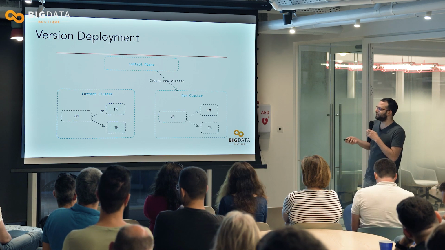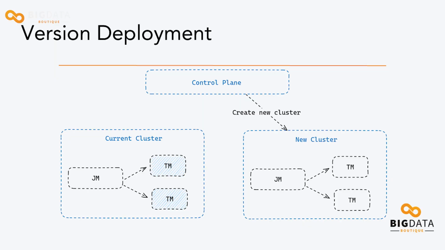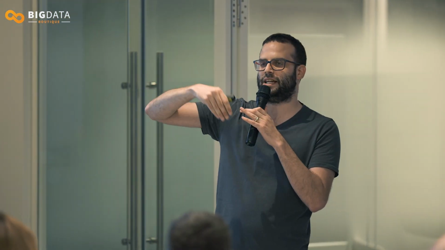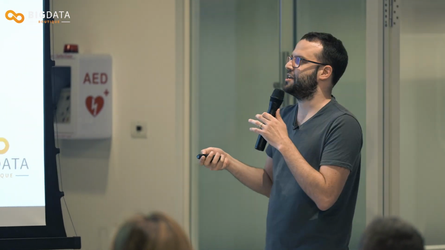So this is what their version deployment pattern looks like when they need to redeploy. The control plane triggers Kubernetes and creates a Kubernetes manifest to create a new cluster. A job manager and task managers are created, and the current cluster is still running at this point. The control plane triggers a savepoint on the current cluster, whatever we call the main cluster at this point, and submits the new job into the new cluster to start from that savepoint. So we basically copied the state: we triggered our own savepoint of the state, and we submitted the job from that savepoint.